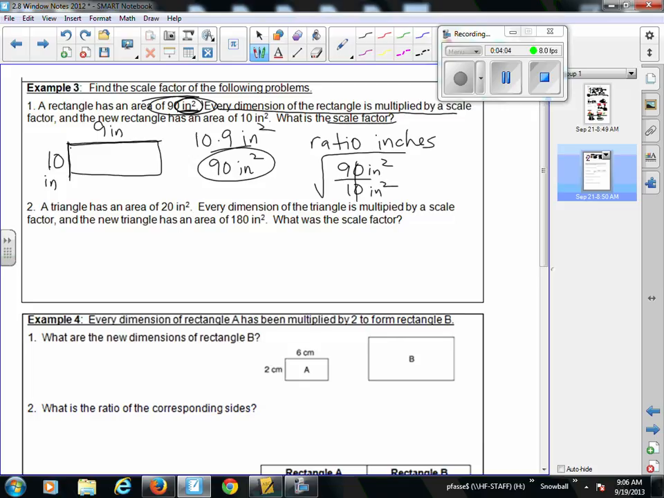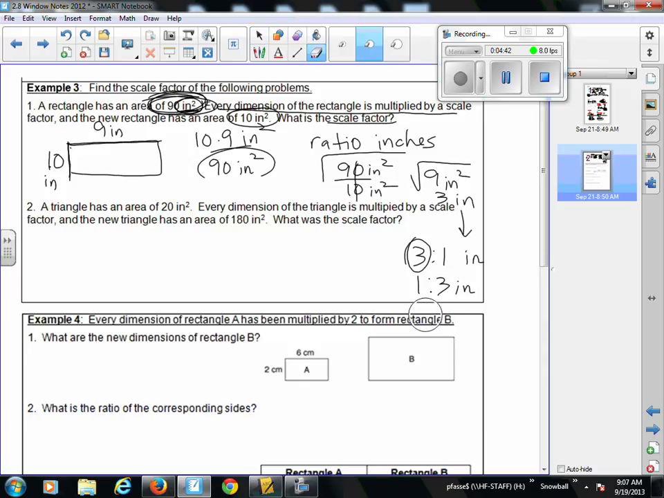Now, 90 over 10 reduces, and that will give us 9 inches squared, and the square root cancels to be 3 inches, which is a scale factor of 3 to 1 for the inches. Now, we have to be careful here. We want to figure out what the scalar factor is, what we multiply to go from a larger area to a smaller. So do we multiply by a third, or 3 over 1, or 3, or 1 to 3 to make something smaller? We want to multiply it by a third.